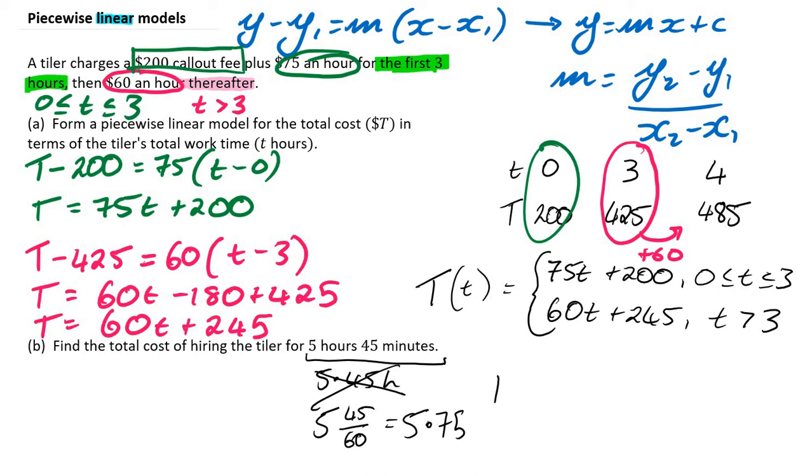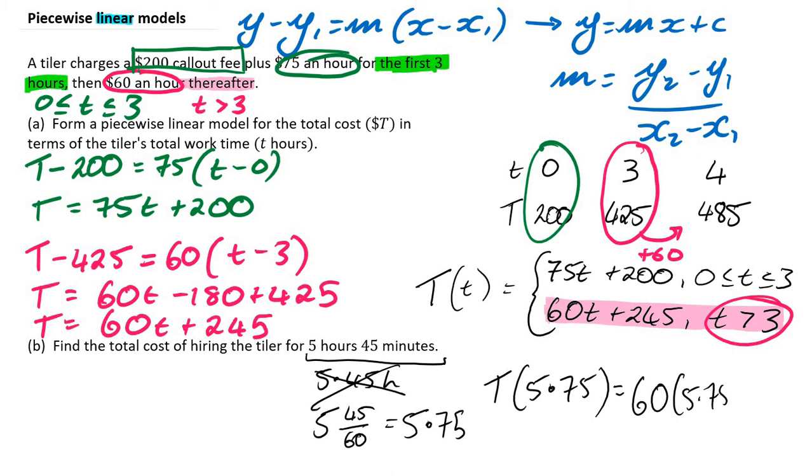And so to evaluate the total cost for 5.75 hours, we are looking at this second part of the piecewise model. If it said 2 hours, then we would look at the first part, 75t plus 200, because that would be between 0 and 3. But our t value here is greater than 3. And so that's the part of the piecewise model that we use. Which equals $595.